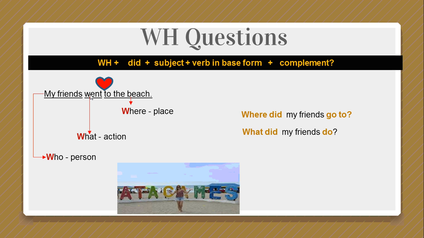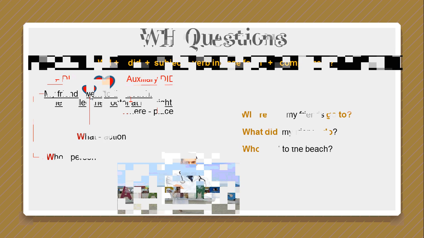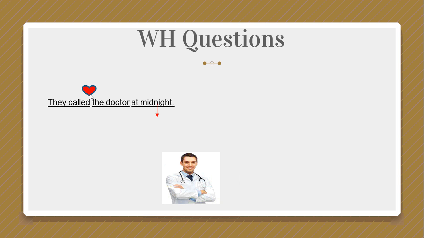And for the subject, remember the verb. Everything that is before the verb does not need an auxiliary verb. So we simply replace my friends with who. Who went to the beach? My friends. Good. One more.